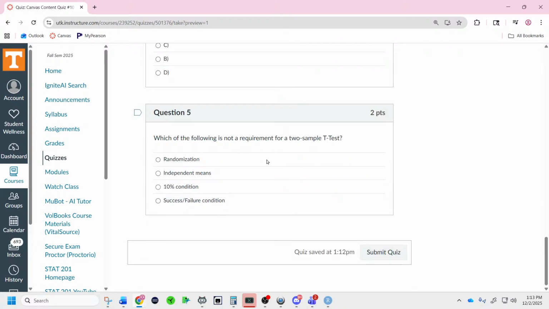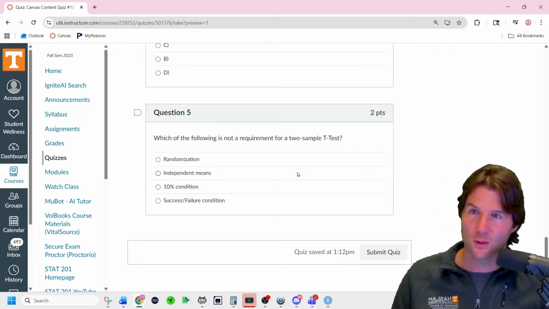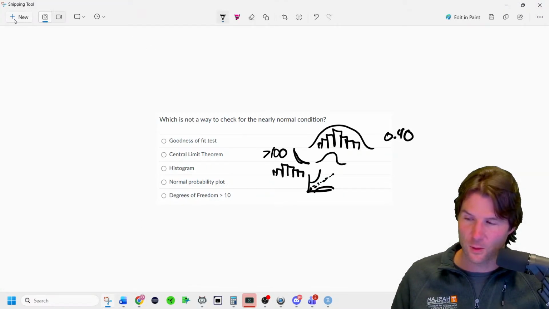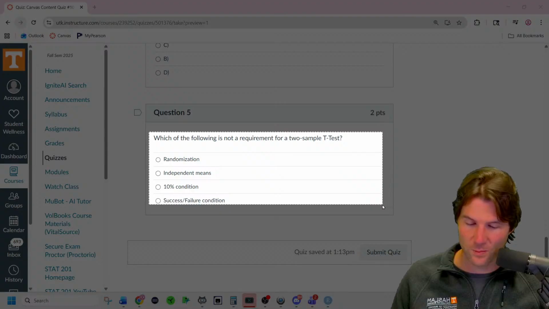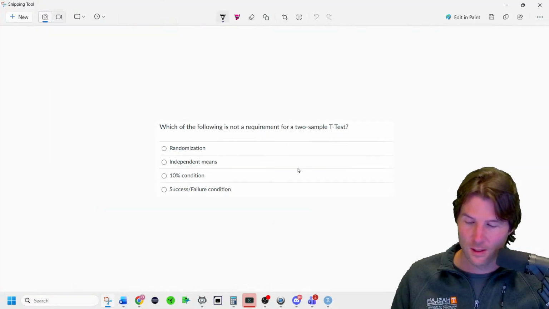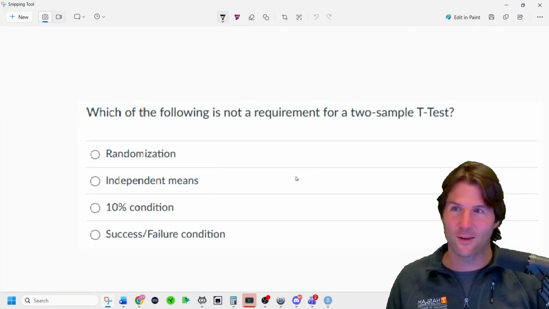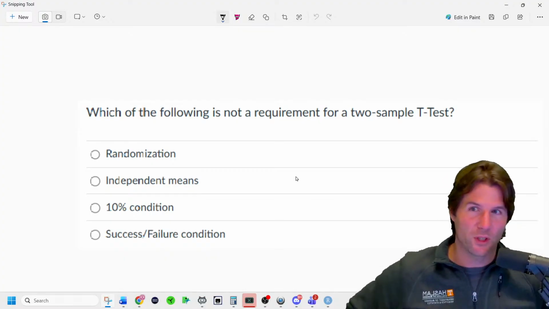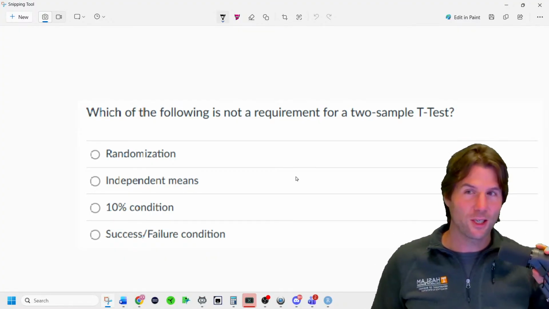And which of the following is not a requirement for the two-sample T? Is it A, B, C, or D? Which of these is not a requirement for the two-sample T-test? This is Mr. T being mean. If you got this, look at that right there, just right off the bat, because that's for proportion data, right? So once again, check out the videos we have on this.